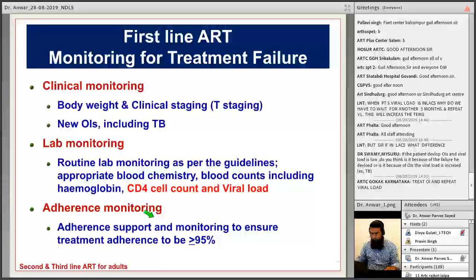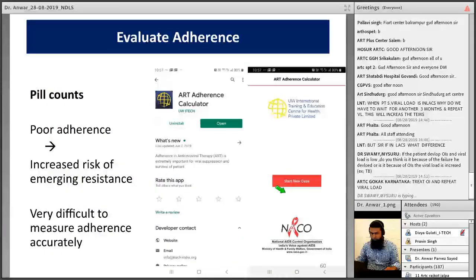Then when we start first line ART, we need to do clinical and lab monitoring and also adherence monitoring of the patient. Under lab monitoring, we see CD4 and viral load. These are the two important tests which will tell us how our ART is doing, whether it is working or not. Adherence calculation is one of the important aspects in our program, but unfortunately in the majority of centers, recorded adherence may be inaccurate. I'm not saying that ART staff are responsible for that, but sometimes even patients do not communicate to us properly. They may or may not tell you the real picture.